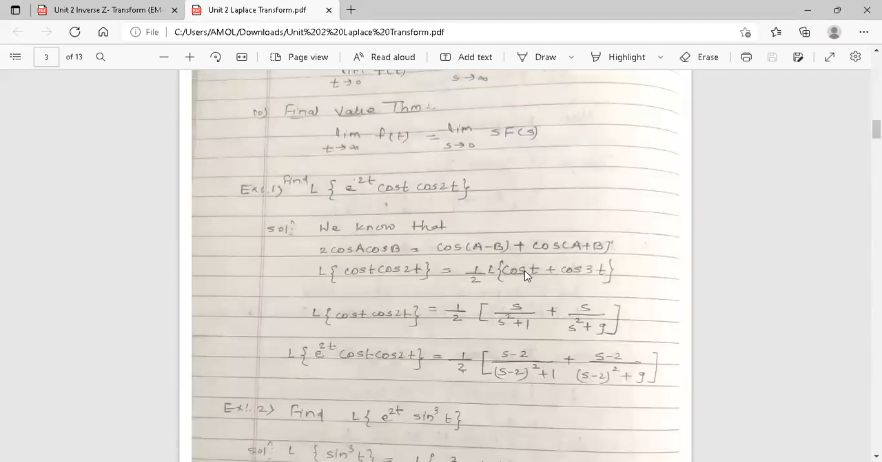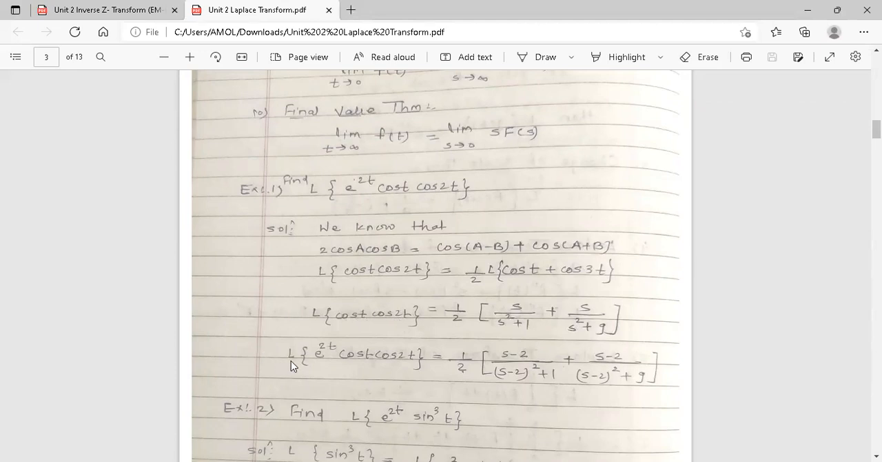The coefficient of the cos function is 1. It is s upon s square plus 1 square, and 1 square means 1. Plus cos 3t. The Laplace transform of cos 3t: the coefficient is 3, so it is s upon s square plus 3 square, and 3 square is 9. So this is the Laplace transform of cos t into cos 2t.